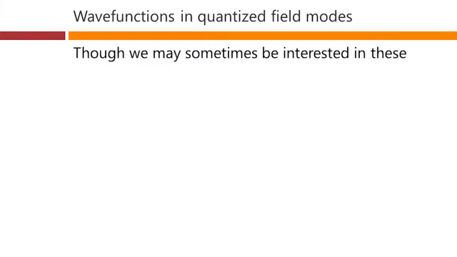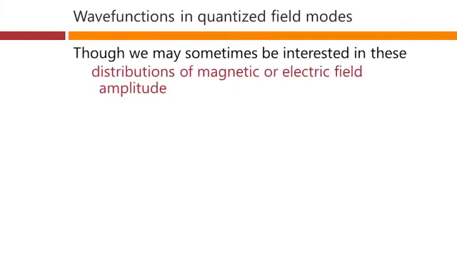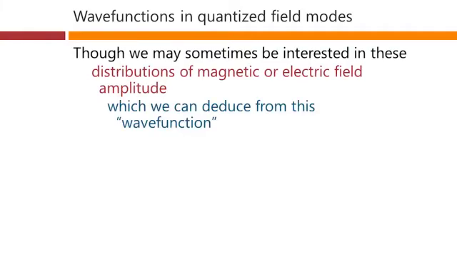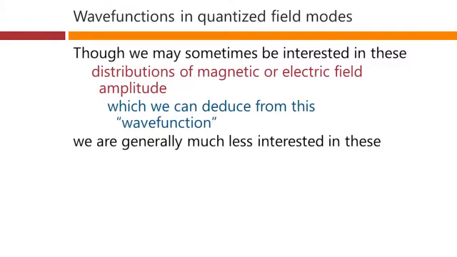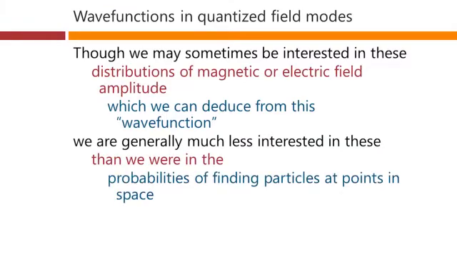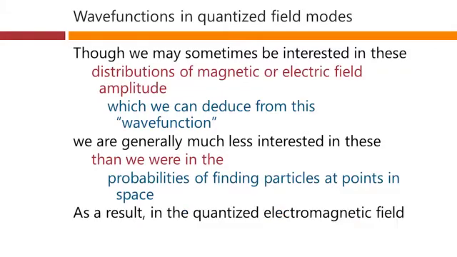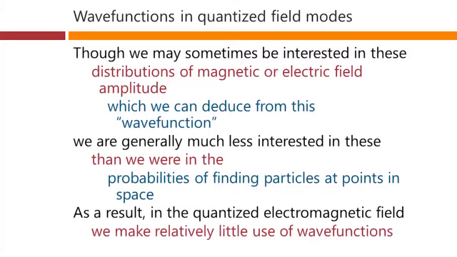Now, though we may be sometimes interested in these distributions of magnetic or electric field amplitude, which we can deduce from this wave function-like object, we're generally much less interested in these than we were in the probabilities of finding particles at points in space. As a result, in the quantized electromagnetic field, we make relatively little use of these wave function objects, but they are there if we want to use them, and they do have a meaning, but it's not a spatial function.